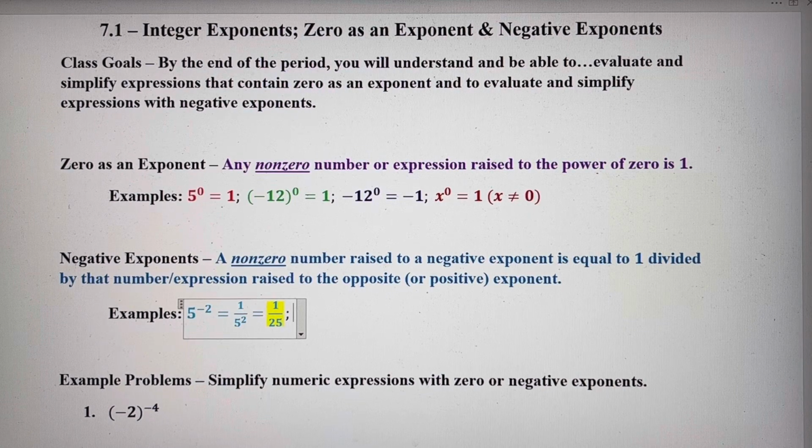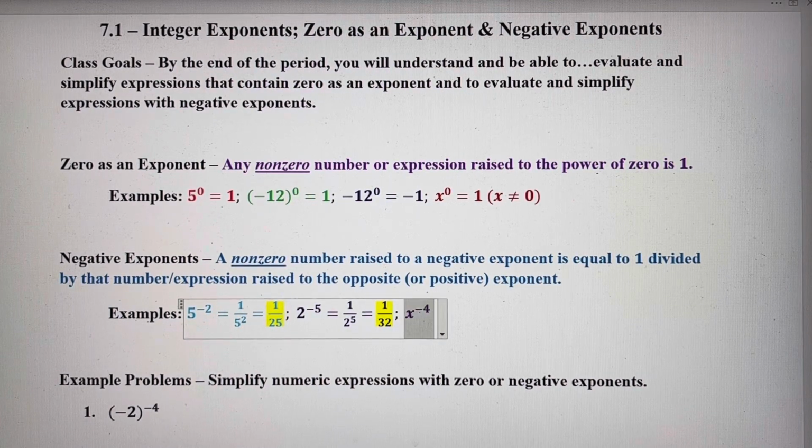Next one, 2 to the negative 5. Again, I want to move that 2, that's the base, with a negative exponent, through the fraction down to the denominator. That changes the exponent to positive, and now I can evaluate that. 2 to the 5th power means 2 times itself 5 times, which is 32. So I get 1 over 32. So 2 to the negative 5 is 1 divided by 32.